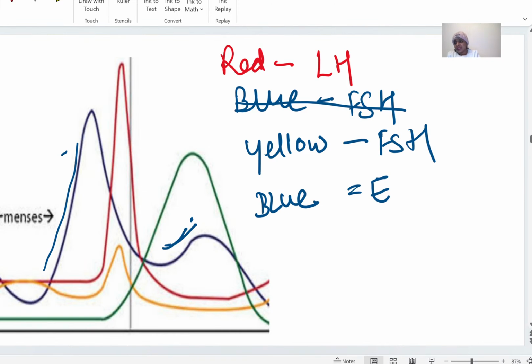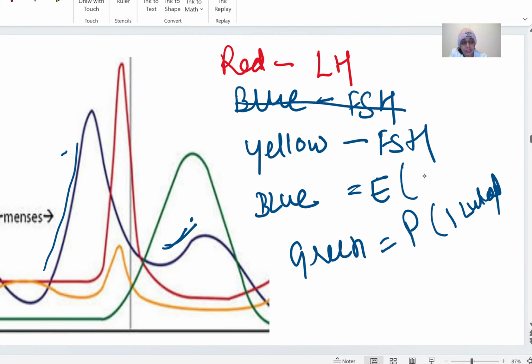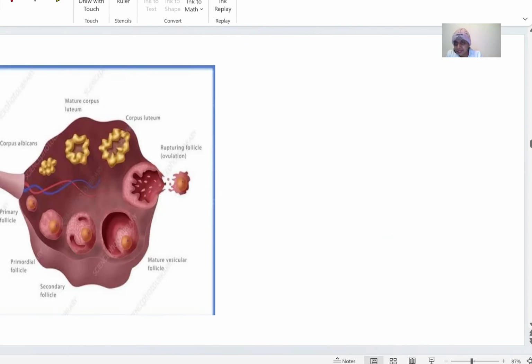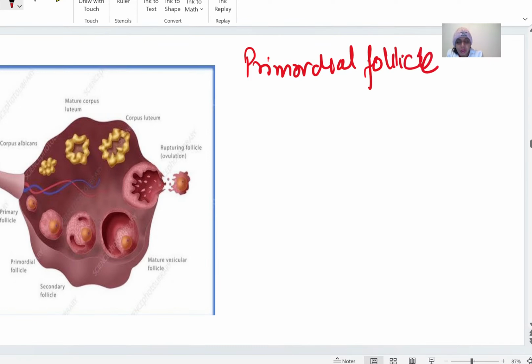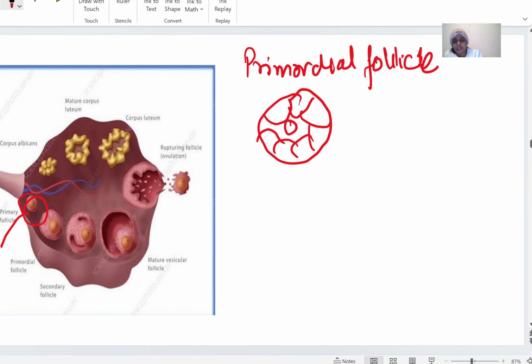So it is estrogen. And the green one is for progesterone, because there is only one curve, in the luteal phase. Okay, the blue one has 2 curves. Okay. What is this? What does this signify? Yes. How will you identify a primordial follicle? Primordial follicle means only one layer of cells around the oocyte. This is the primordial follicle. Okay, now this. What is a secondary follicle? Yes, what is a secondary follicle?